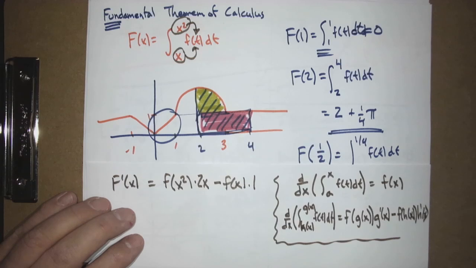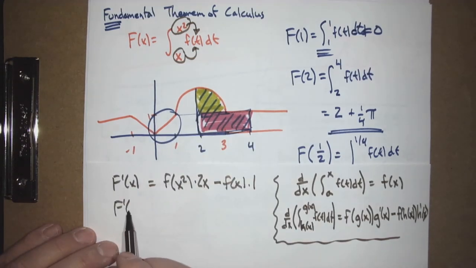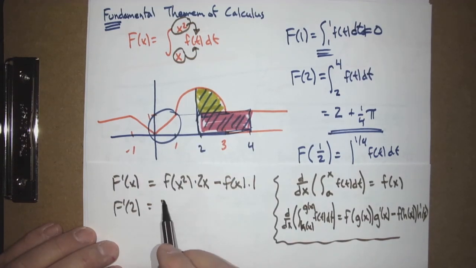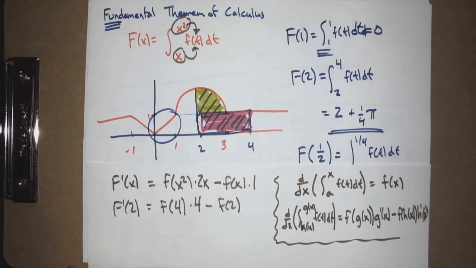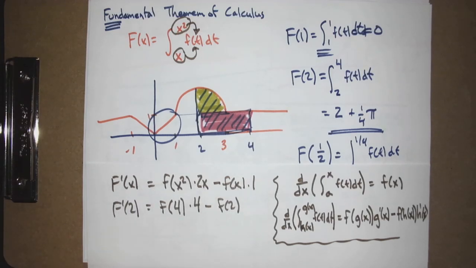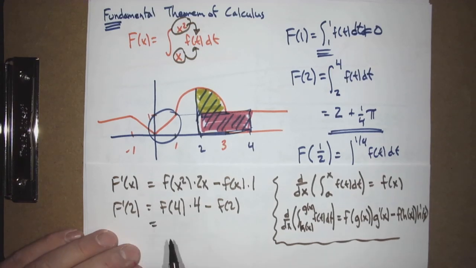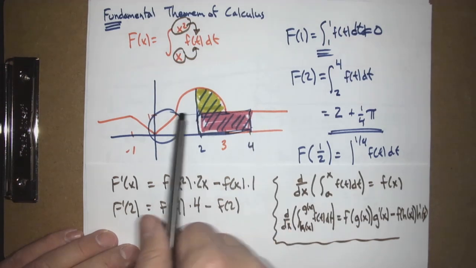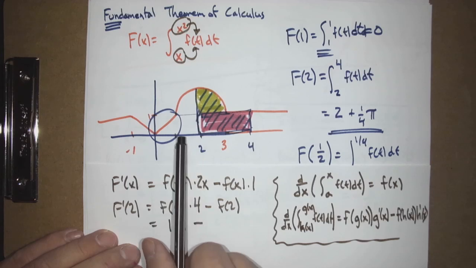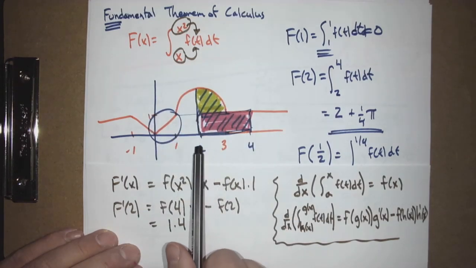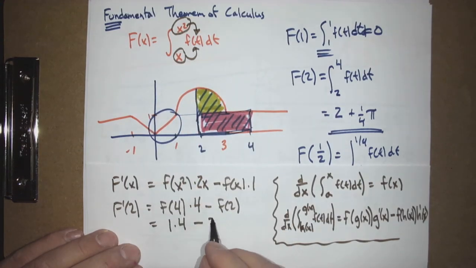So, here's f. What is f prime of 2? Well, it's f of 4 times 4 minus f of 2, because literally everywhere I see an x, I'm putting a 2. What is f of 4? We read it from the picture. It's 1. So 1 times 4. What is f of 2? It's at the top of the circle, radius 1. So it's 2. So 4 minus 2 gives us 2.